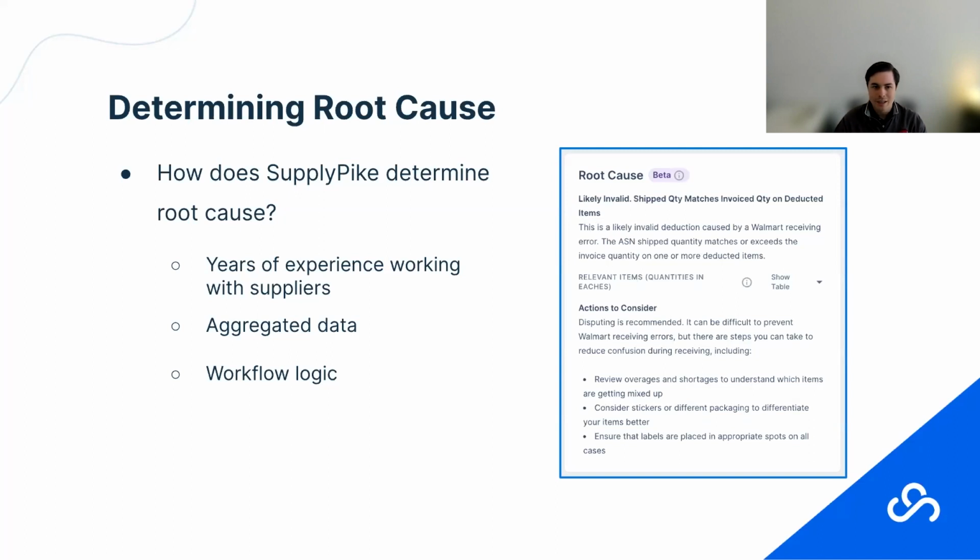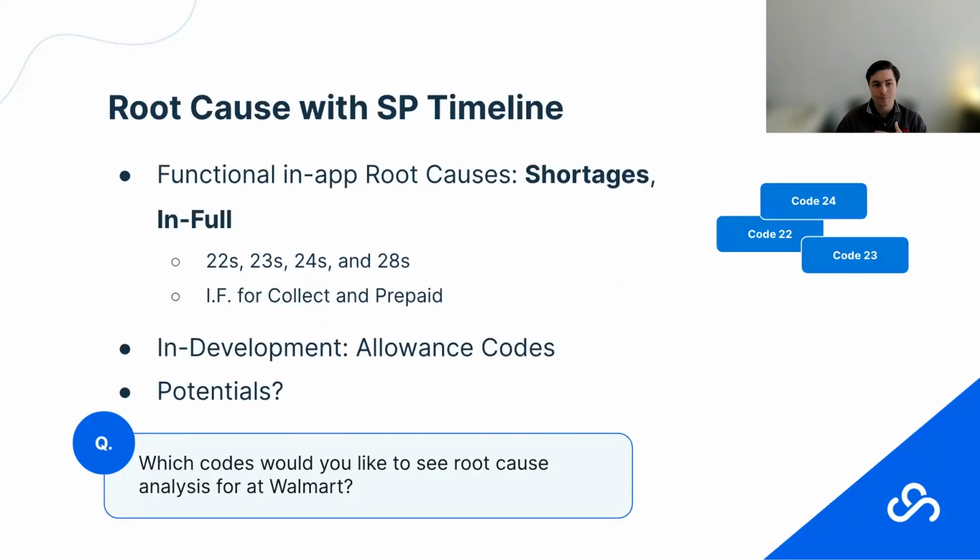And that's a really good segue, because hey, what is the timeline for SupplyPike in root cause? If you're a current customer and you've been diving into your deductions, you've probably already noticed that we currently do have shortages on the deduction side. That includes codes 22, 24, 23, and 28. And then on the compliance side, we have covered the in-full portion of the on-time and in-full side of the house. That includes both collect and prepaid, since the in-full wraps up into both of those metrics.